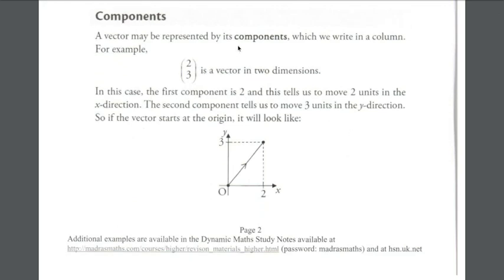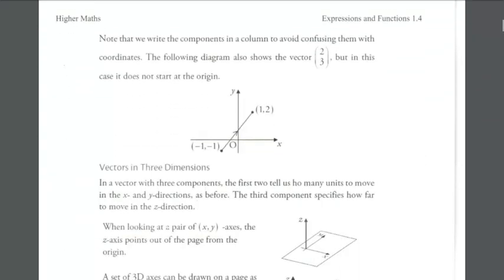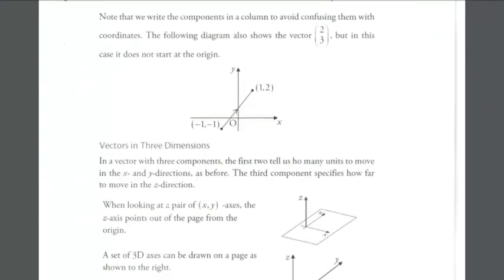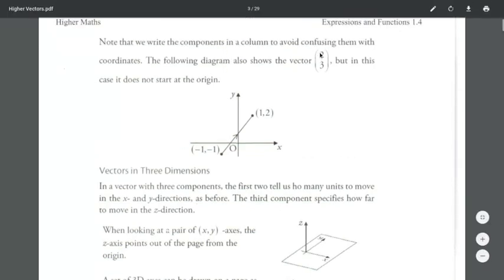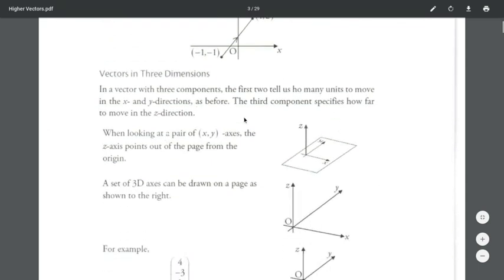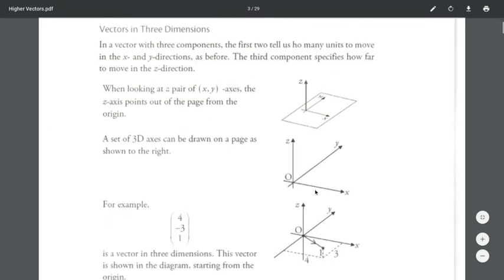A vector may be represented by its components, so (2, 3) here means 2 to the right and 3 up, and that is the resultant vector there. We always write our vectors in a column, so we don't confuse them with coordinates. Vectors can also work in 3 dimensions, which we've seen at National 5.